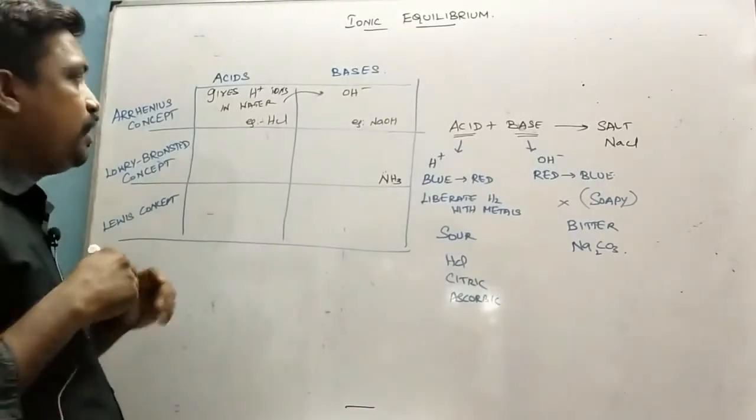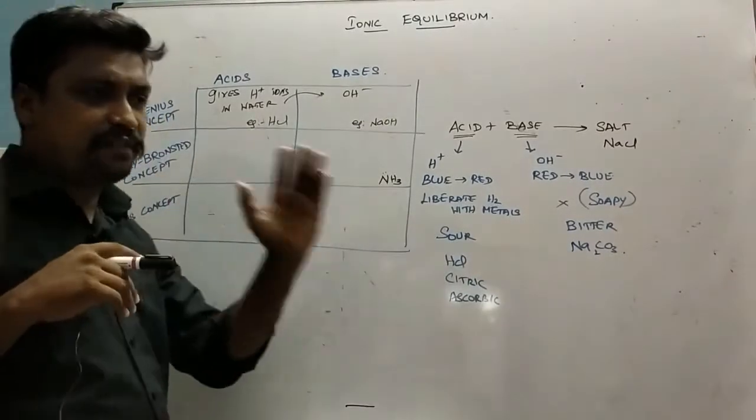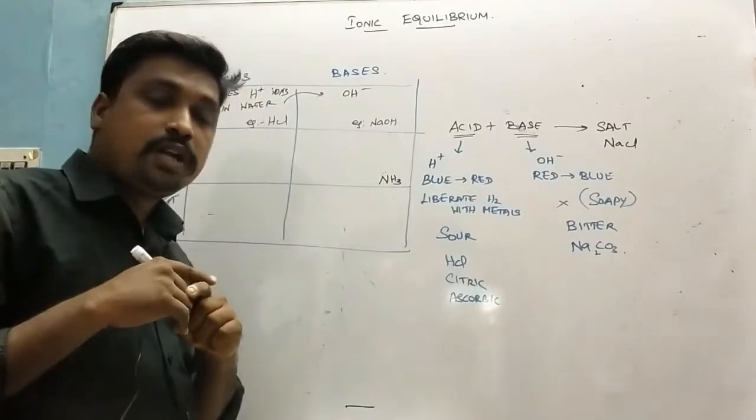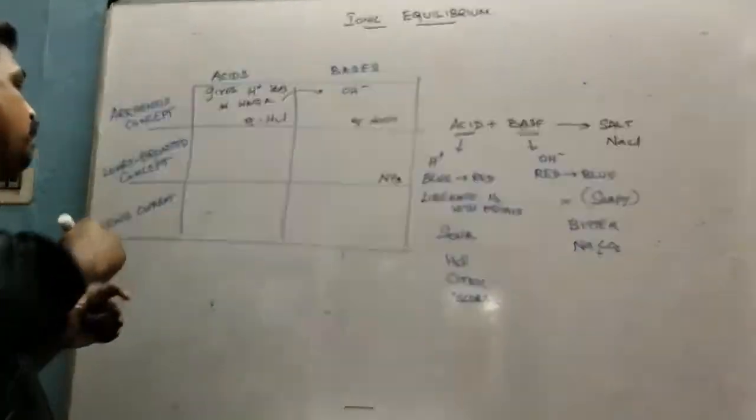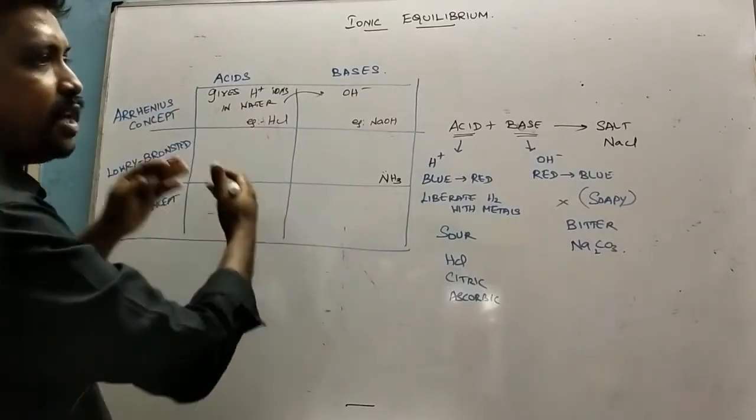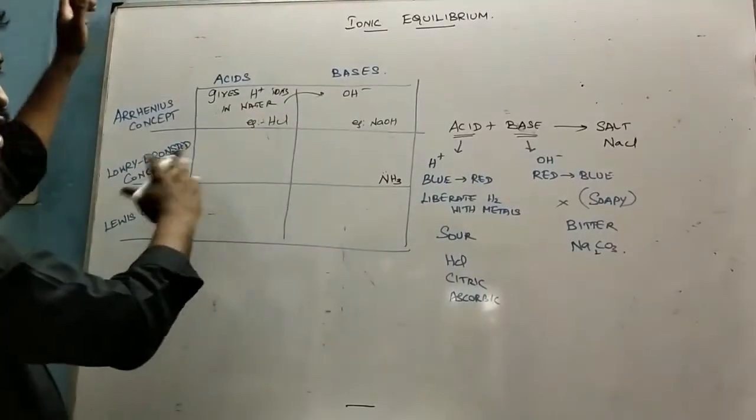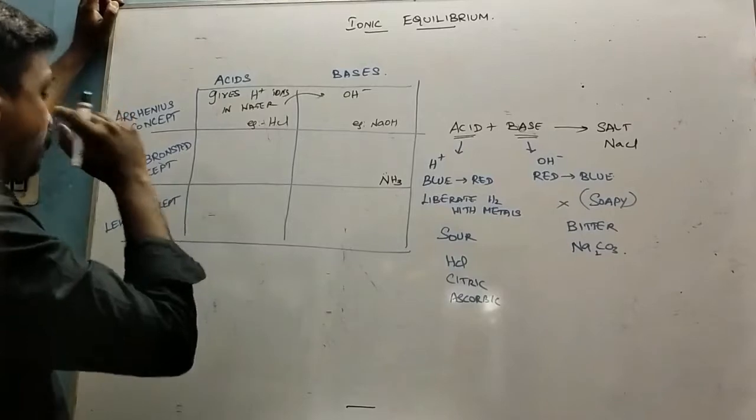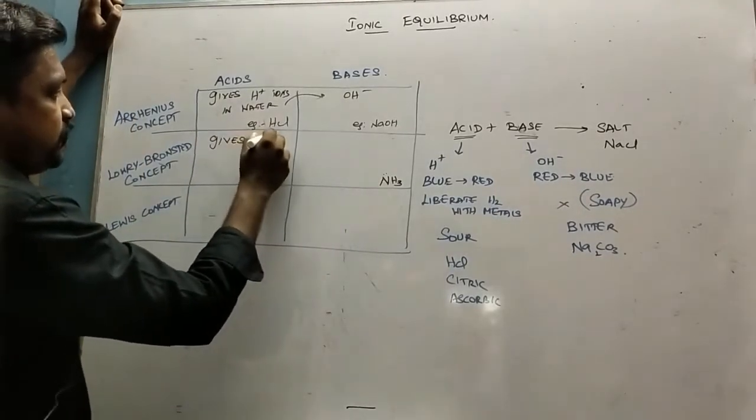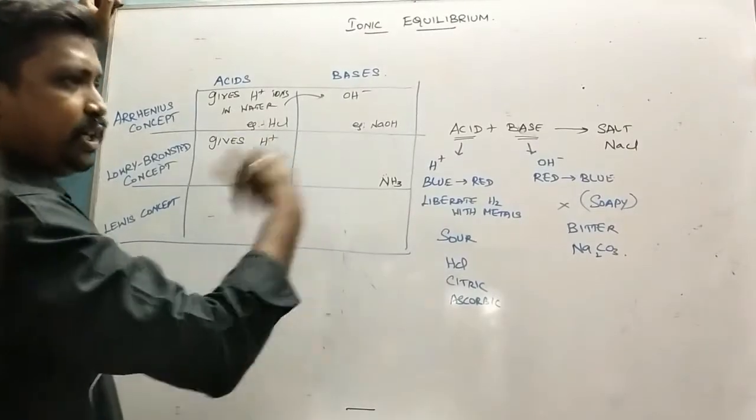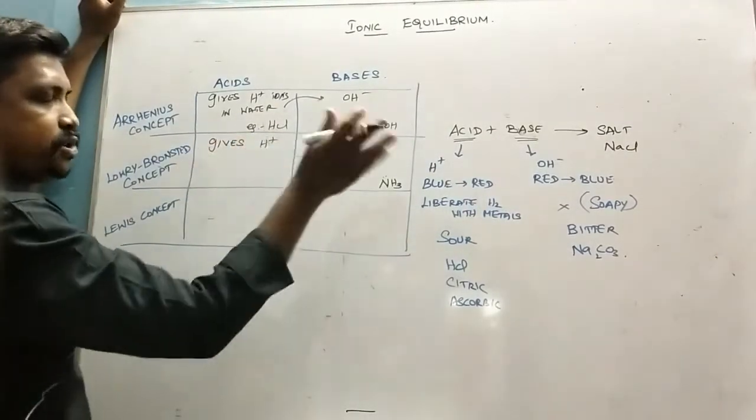Another defect is that the Arrhenius concept deals with only aqueous solutions, meaning the solvent is water. It does not deal with non-aqueous solutions, right? In order to rectify those defects, in the next concept, the two scientists Lowry and Bronsted gave a concept. What is the concept? They mentioned acids are substances which donate H+ ions to others.